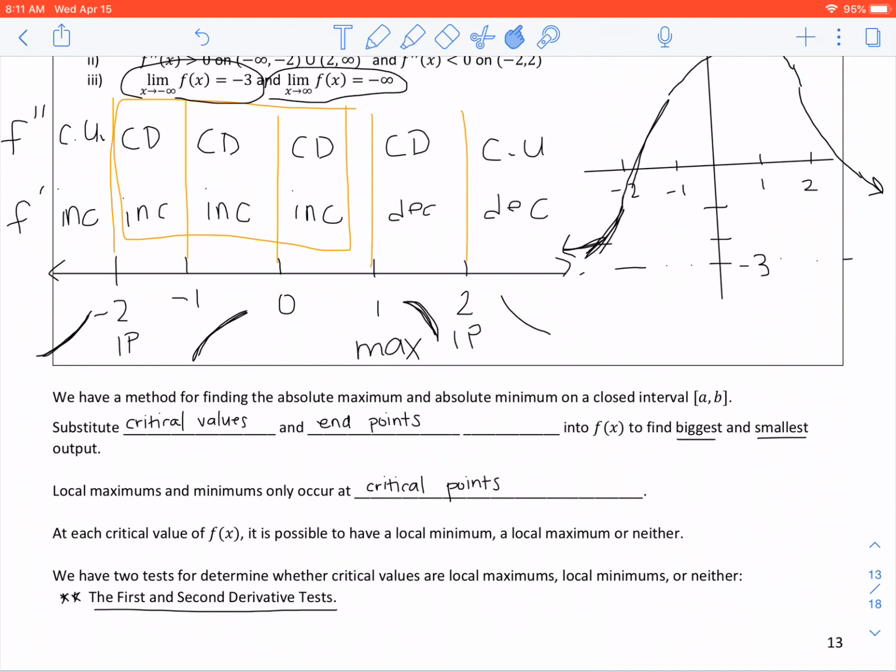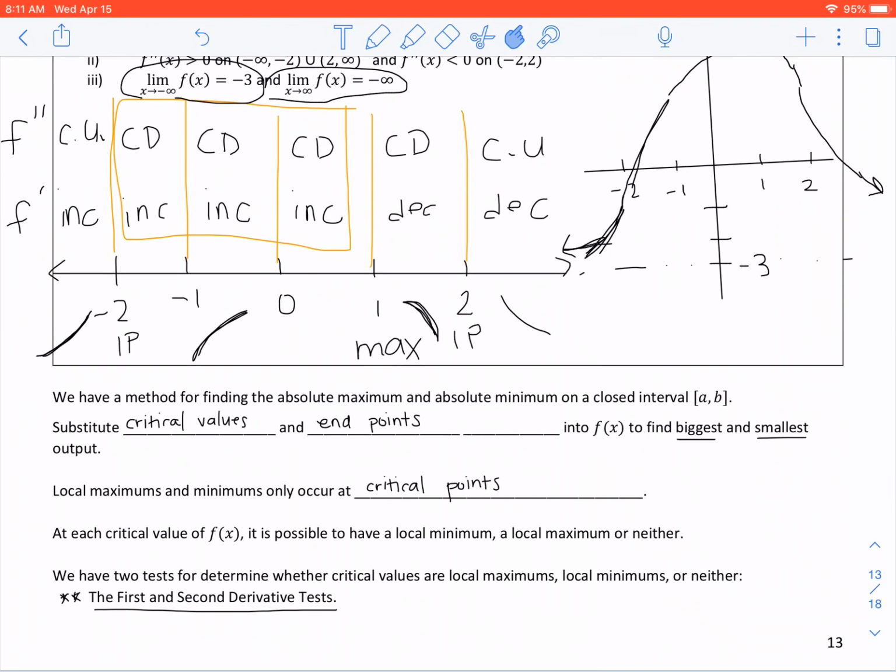At each critical value, f of x, it's possible to have a local minimum, a local maximum, or neither. We have two tests for determining whether critical values are local maximums, local minimums, or neither. This is the first and the second derivative test.